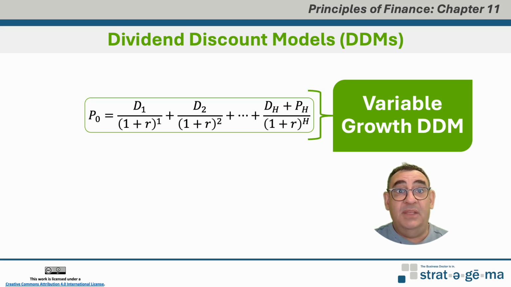Well, we could say that P0 is equal to D1 over (1 plus R) to the 1, plus D2 divided by (1 plus R) to the 2. And that keeps going on until we add what we call the horizon portion. So DH, which is the dividend at the horizon, plus PH, which is the price of the stock at the horizon, divided by (1 plus R) to whatever year that horizon period is.